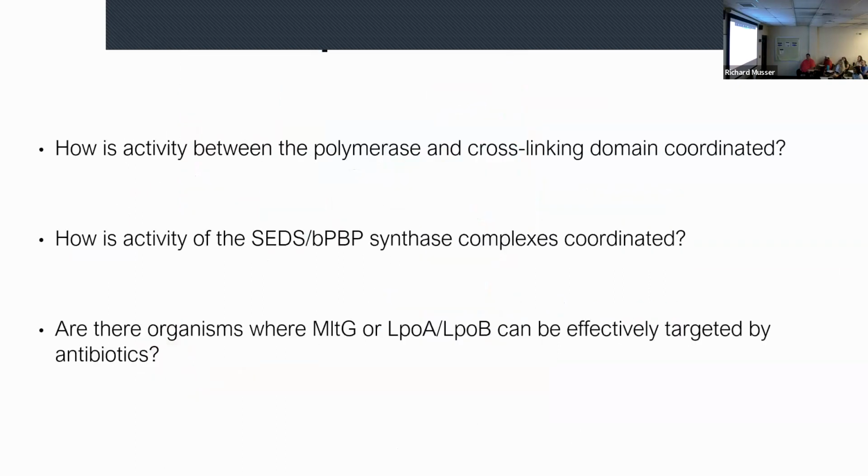There are a number of open questions which remain in the regulation of peptidoglycan synthesis, such as how are the polymerase and cross-linking domains coordinated, or are they coordinated at all? How are the SEDS-bPBP synthases coordinated and regulated? And then are there organisms where the regulators or MLTG are essential, where these could be potential antibiotic targets? And if there are, are there small molecules that can act as antibiotics to inhibit them?